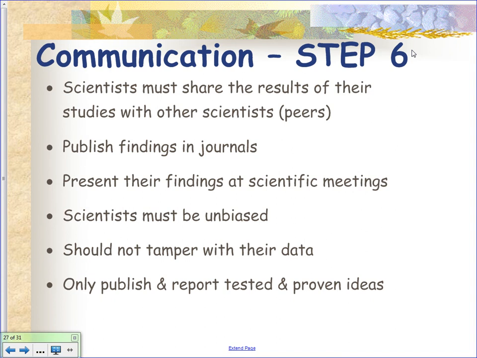Step six, obviously, once we've conducted our experiment, reached our conclusions, a good scientist needs to be able to communicate it. And there's a variety of methods that communication is done, published in journals, scientific meetings. One important point to note is that with science, scientists must be unbiased. So data should not be tampered with, and we should only publish and report tested and proven ideas. Okay, so science is an unbiased way of explaining the natural world.